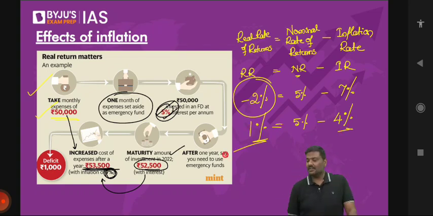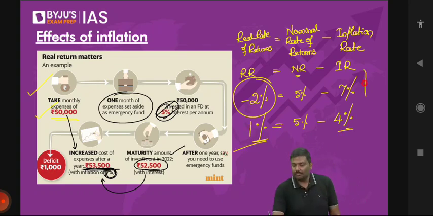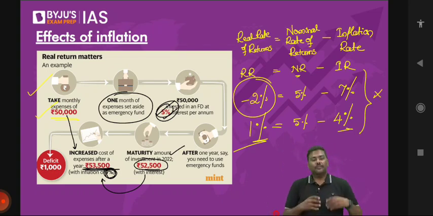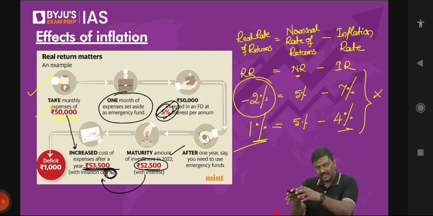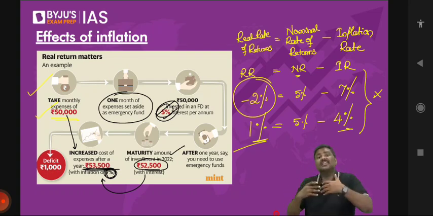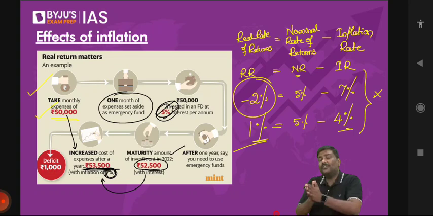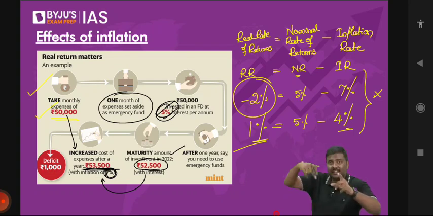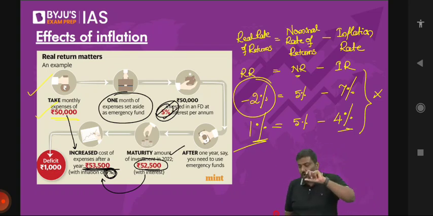So the argument is simple here. Should you worry about the calculation? Please don't worry about the calculation. UPSC will not ask you calculation. The concept is simple. Whenever you save money and invest somewhere, you expect certain returns. But whatever returns you earn, all of it is not your actual returns. You'll have to adjust those returns with the inflation rate in the market.